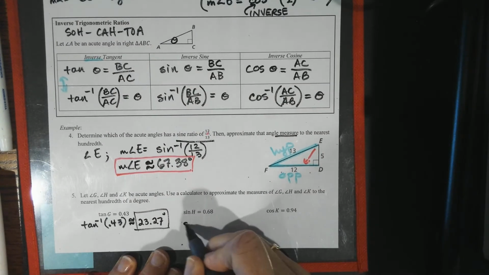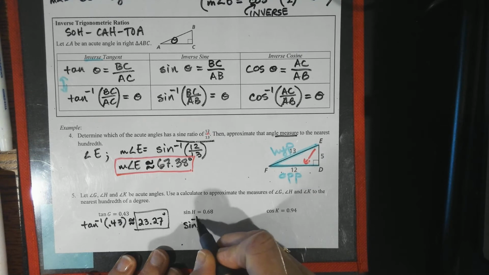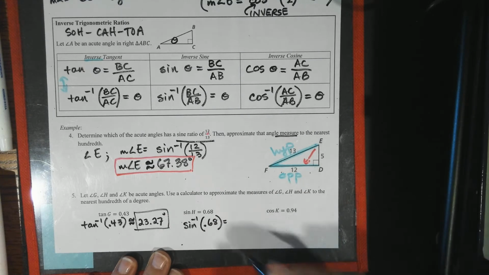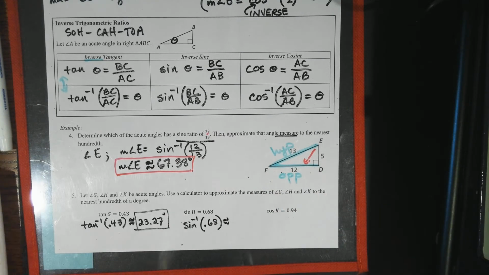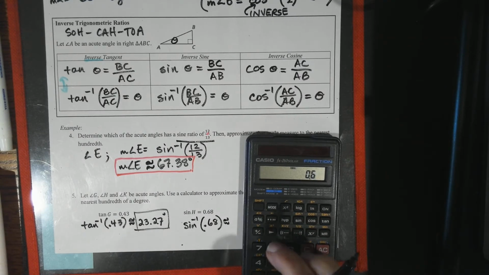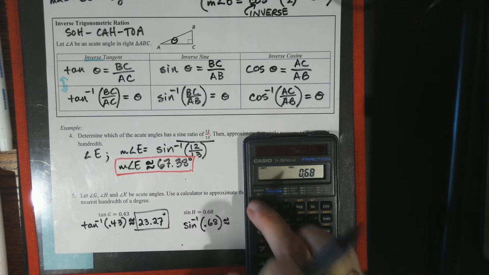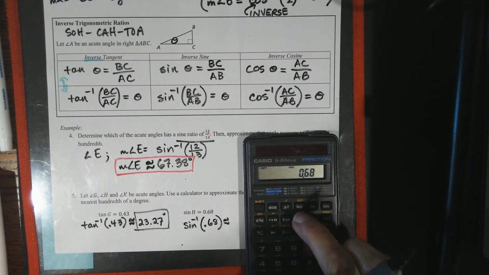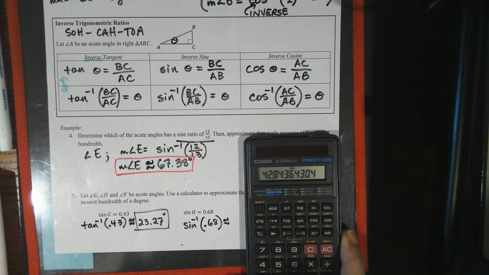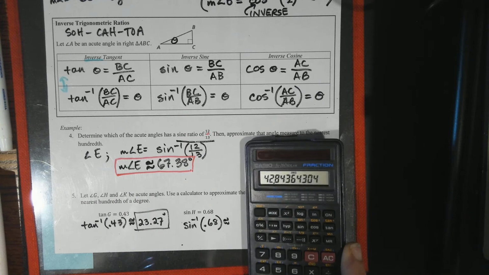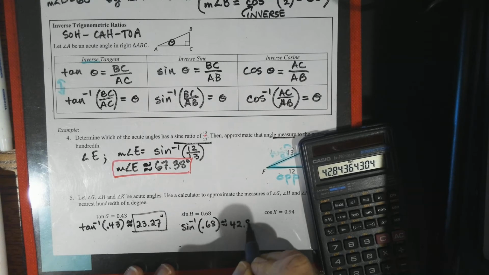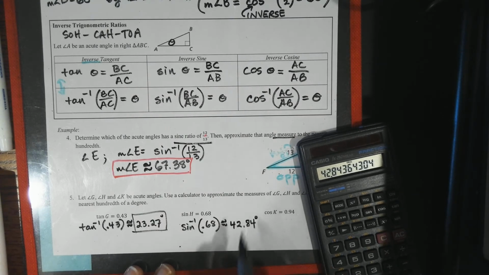Same thing for this one. I have the ratio, I want the angle. So I'm going to do the inverse sine of 0.68. I'll do it on this one to make sure we've got it all. Okay, so I do the 0.68 first, and then I do inverse or shift. This is sine, so I want that one. And it gives me 42.84, and 84 is closer to 840 than 844. So 42.84 degrees. That's our angle.